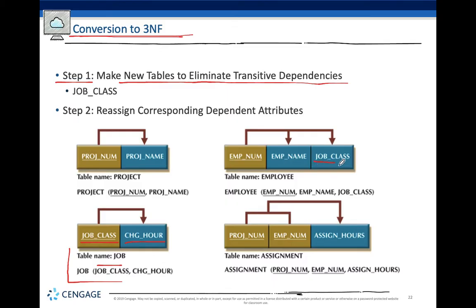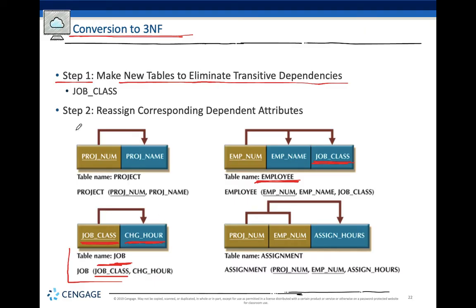Notice that job class, the determining attribute, still remains in the employee table. In other words, it's not removed from the employee table. We still need it there because employee number determines job class, right? Job class is an attribute of the employee. What type of job the person does is the attribute of the employee. So it still remains there. However, we can map these job classes to their charge hours in a separate table called a job table. Okay. So in here, we can underline job class because that's the primary key, right?